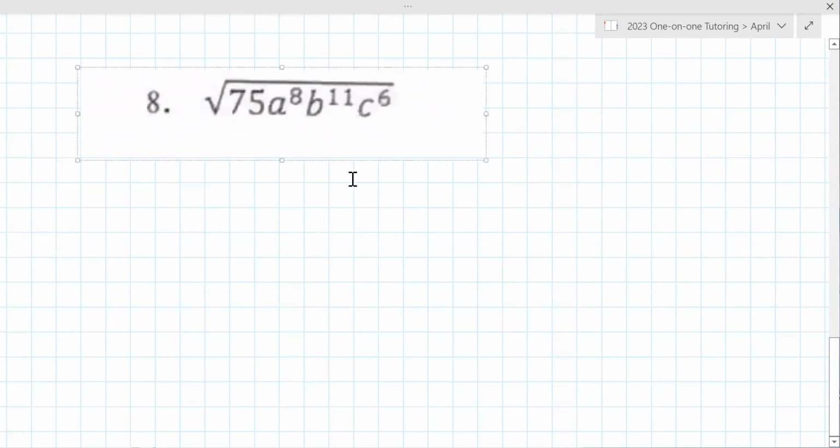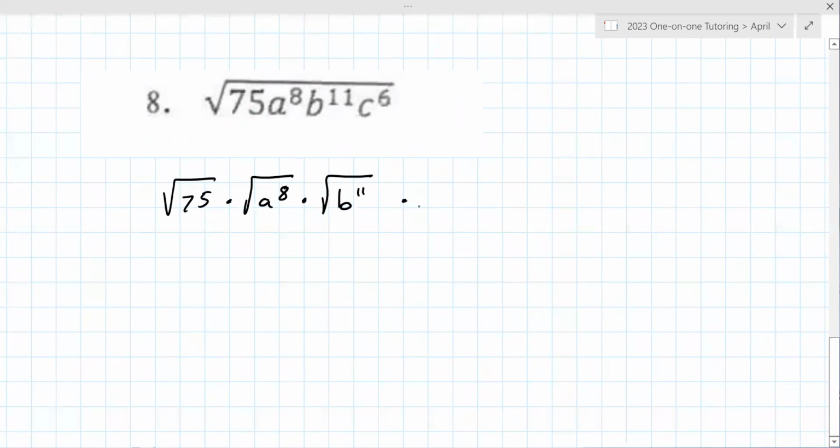All right, so this is really 4 separate problems. It's the square root of 75 times the square root of a to the 8th times the square root of b to the 11th times the square root of c to the 6th. Now for the even exponents, those are great. It's a to the 4th and c cubed. You just cut them in half. Somehow, and you said you typically get a note card.